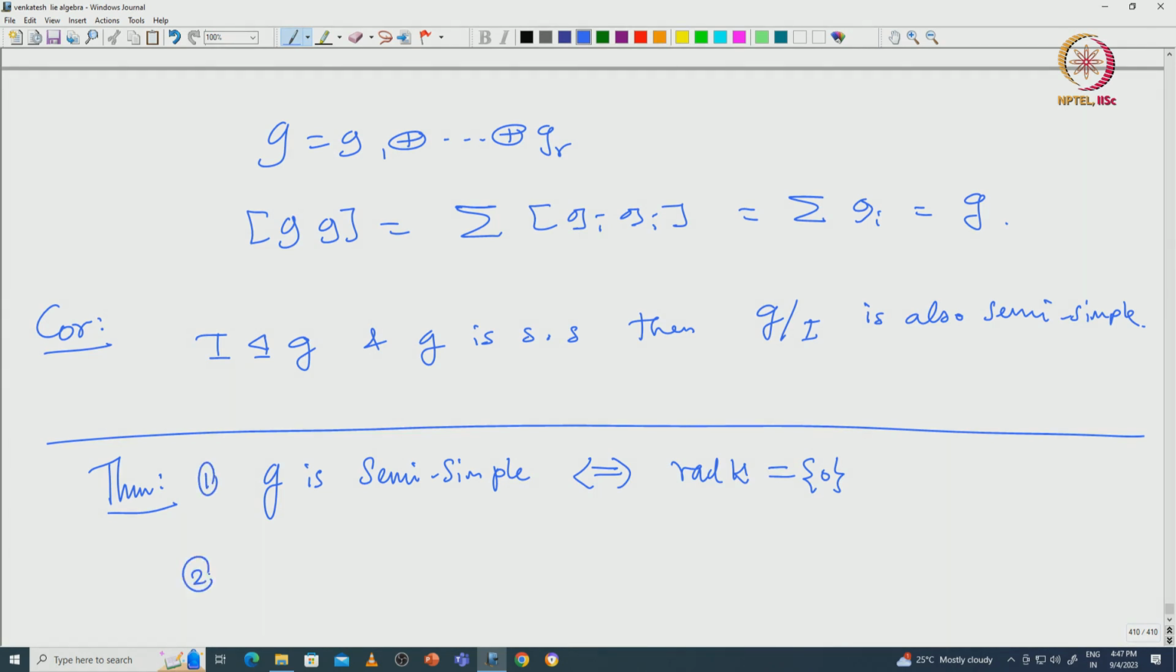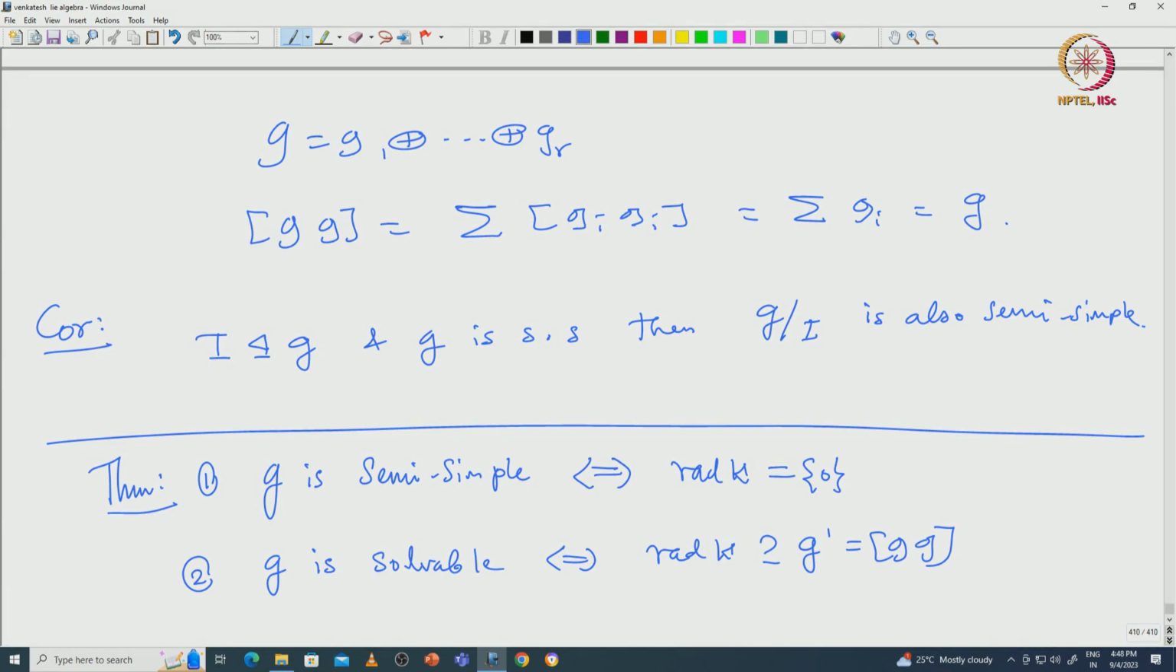We used the solubility criterion to prove this. So, what is the solubility criterion? G is soluble if and only if the radical of kappa contains the derived algebra G dash. So, these two are the two extreme cases you can see in terms of this Killing form. Okay, so I will stop here.